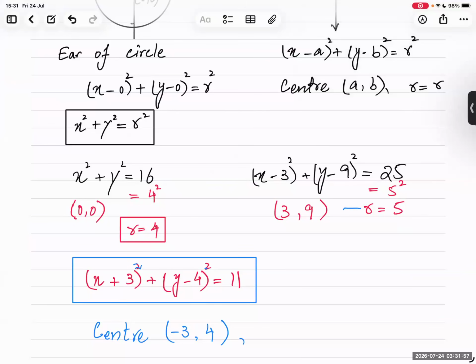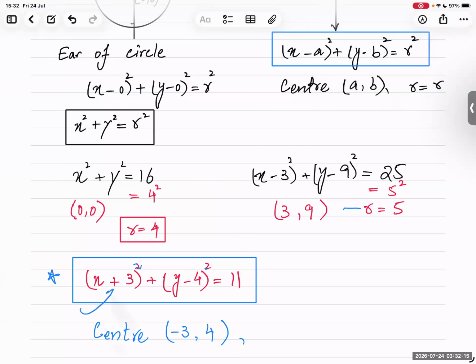So I was asking about this question. (x plus 3) whole square plus (y minus 4) whole square is equal to 11. So what would be the center and radius, please, according to this equation?